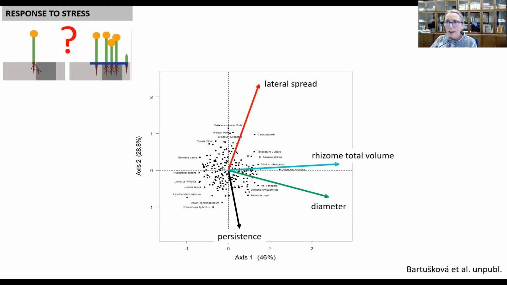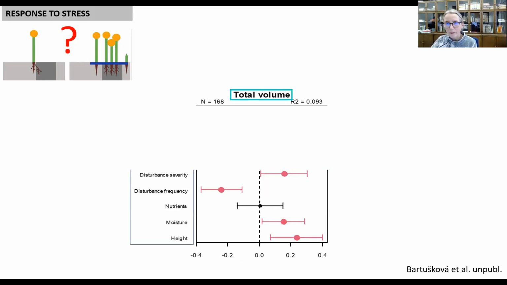And now, what is the relationship of these traits to environmental gradients? So when we take total volume and gradients of disturbance severity, disturbance frequency, nutrients, moisture, and plant height. Nutrients and moisture are Ellenberg indicator values. This disturbance severity and frequency are these indices as I described above, and plant height is very much affecting the total volume of the rhizome.